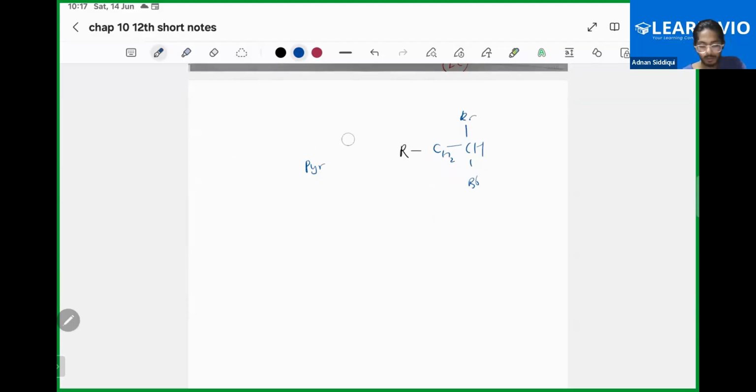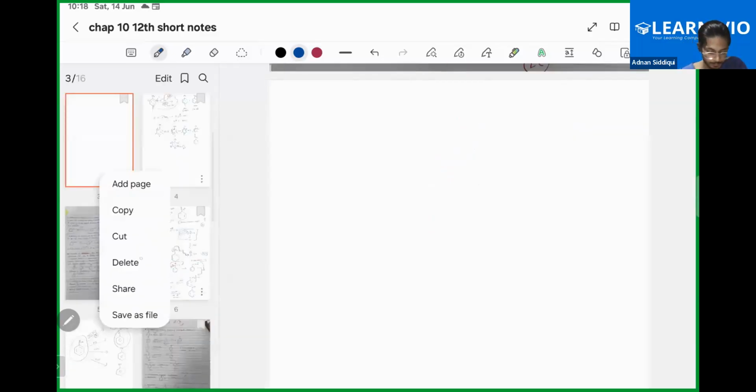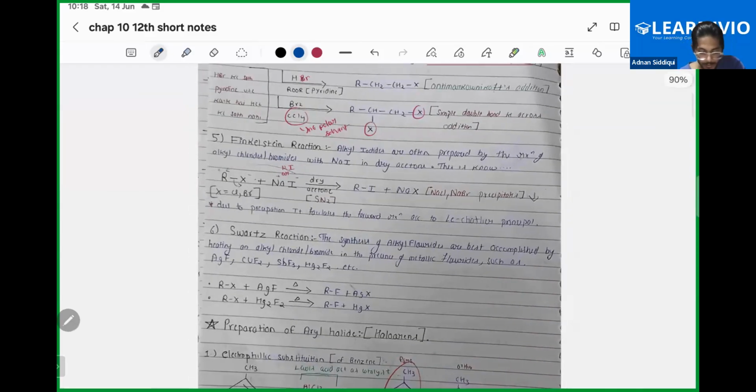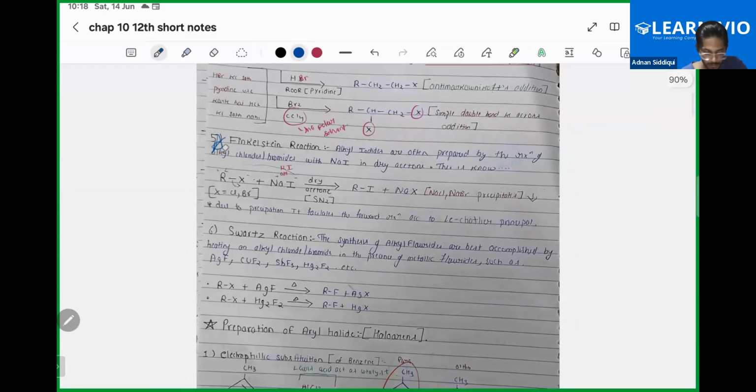Same, sir. You have to just use 2 equivalents instead of one. This Finkelstein is important. They might ask you directly what is Finkelstein, so try to understand it. Finkelstein, Schwarz, Darson, these are the important reactions. And this haloalkane, this alkene one as well.